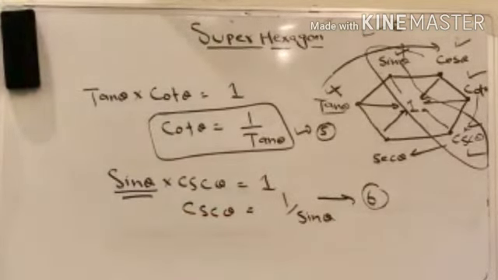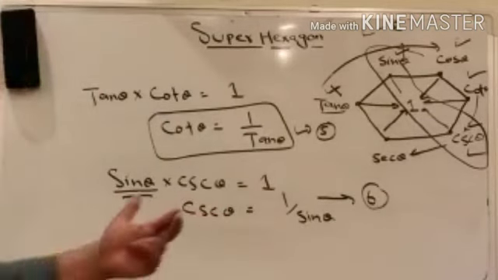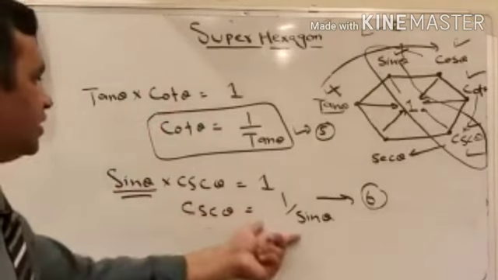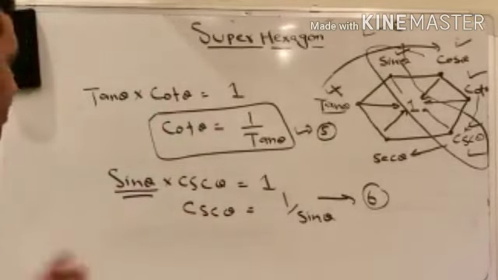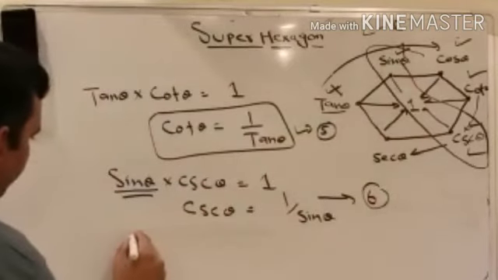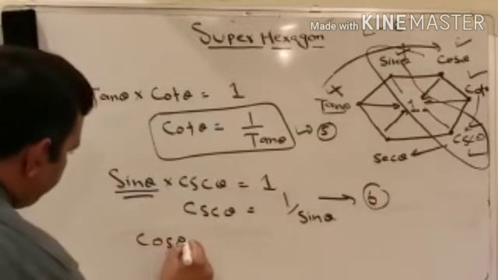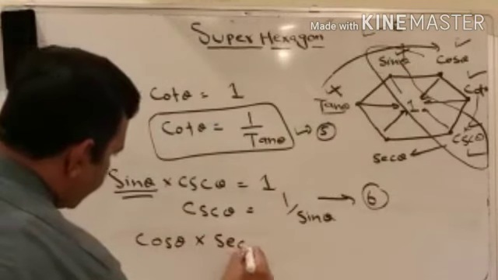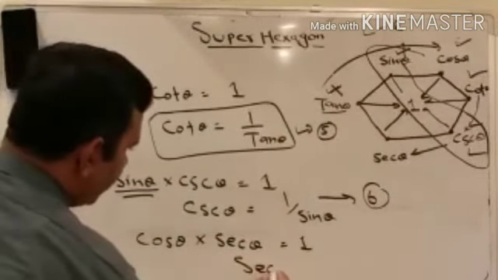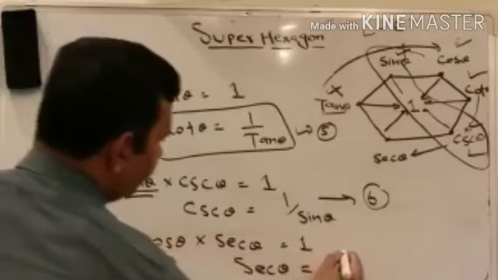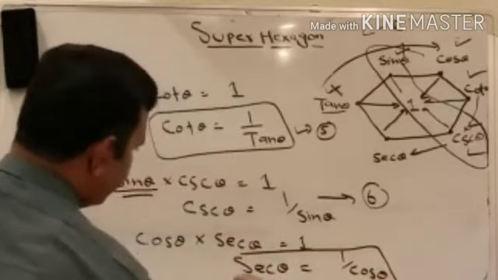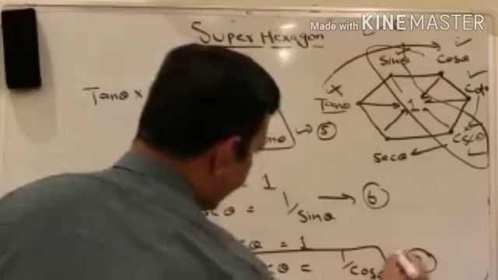I already told you that cosecant theta is the co-ratio of sin theta. That is why the relationship here is inverse. Third, the product of cos theta and secant theta equals 1, and the value of secant theta will be 1 divided by cos theta. We obtain the seventh identity.